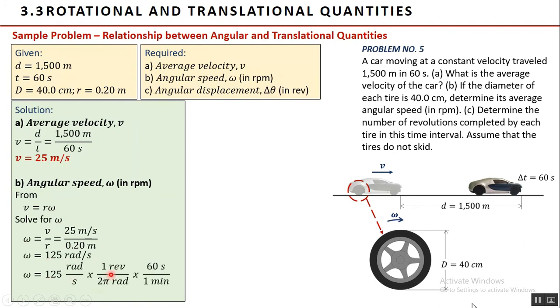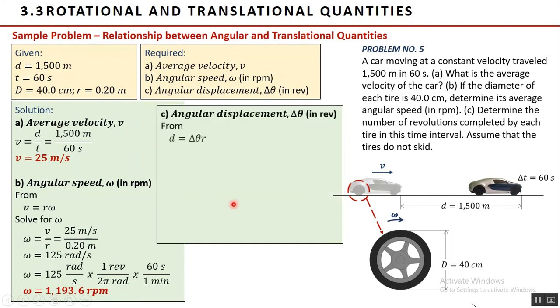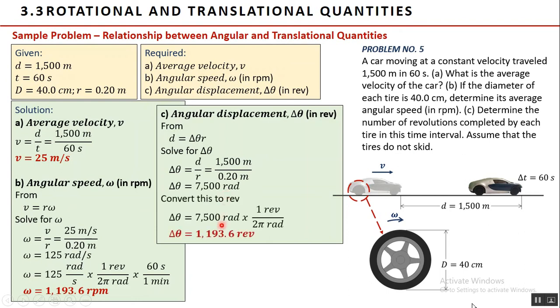Then we convert this to RPM, so it is equivalent to 1193.6 revolutions per minute. For letter C, from this formula we solve for angular displacement, so it is the distance d, 1,500 meters, over the radius of the wheel, 0.2 meter. So it is 7,500 radians, then we convert this to revolutions, so the wheel rotates 1193.6 revolutions as it travels 1,500 meters.